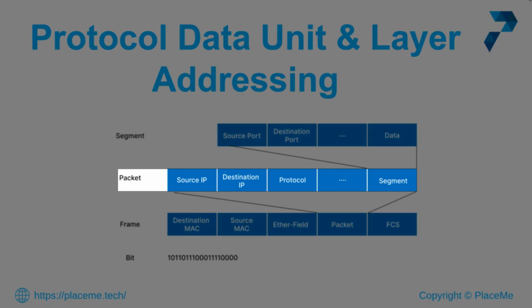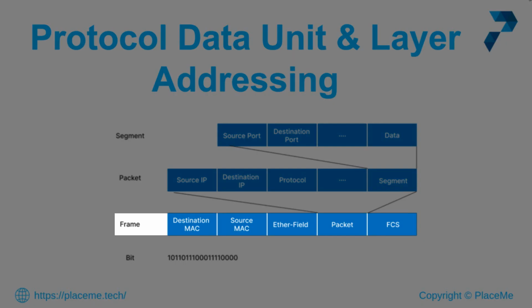Packet section. At the network layer, the segment is encapsulated into a packet. Here, the packet contains first, source IP and destination IP to determine the sender and receiver. Second, a protocol field specifying whether it's a TCP or UDP.